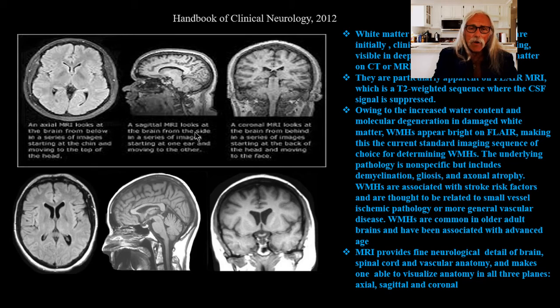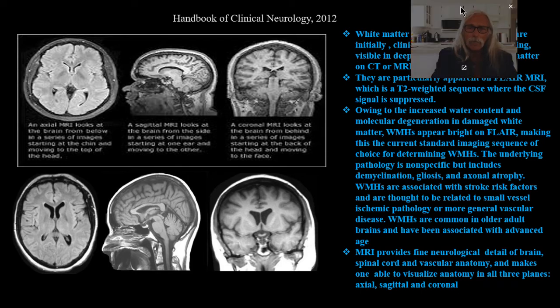A sagittal MRI looks at the brain from the side. It's a series of images starting from one ear and moving all the way to the other, like through the brain. That way, okay? Like through this part. The coronal MRI looks at the brain from behind, starting from the back of the head, and then moving all the way to the face, moving through. That's how that MRI works. This is just showing you those same images a little bit clearer.